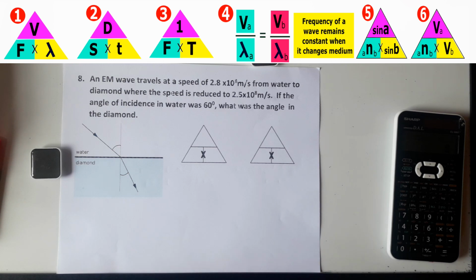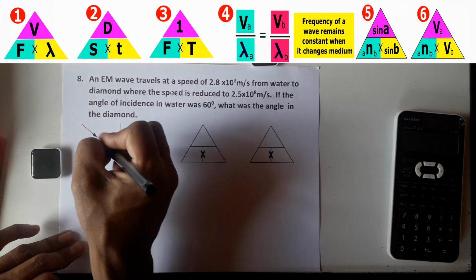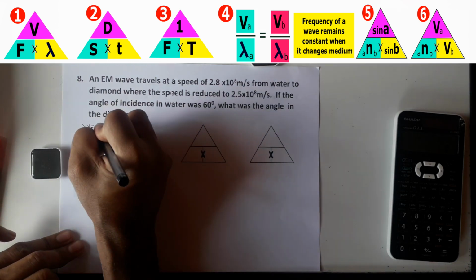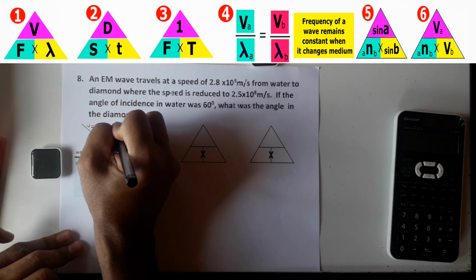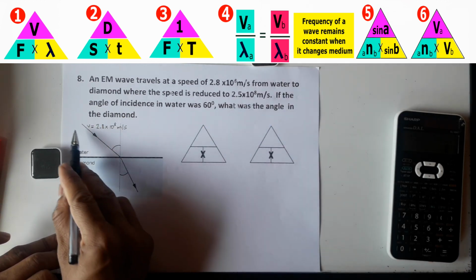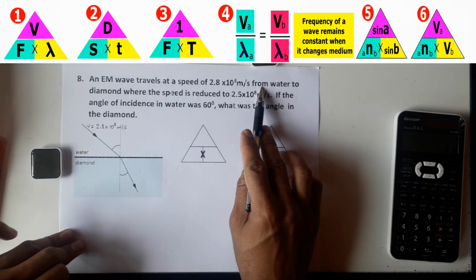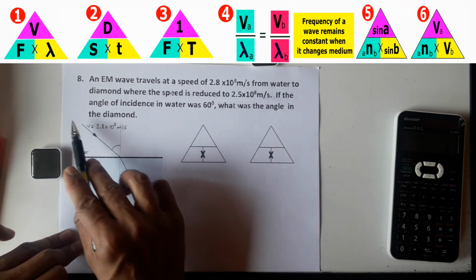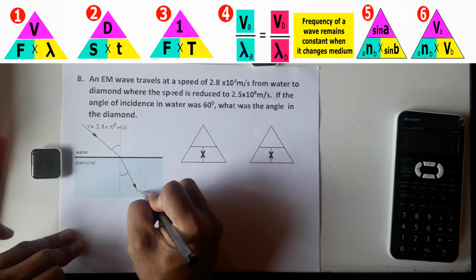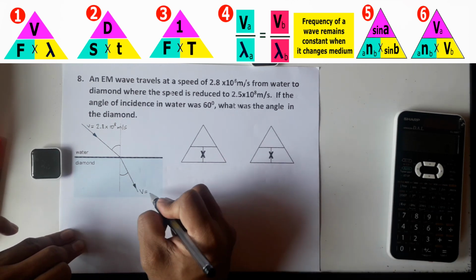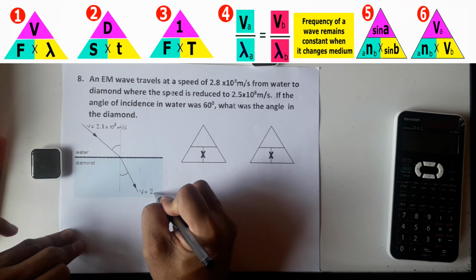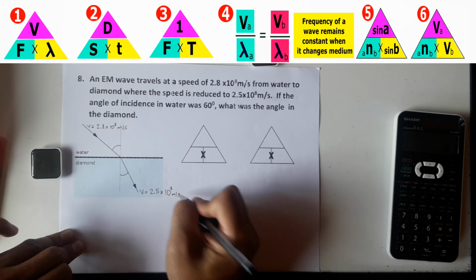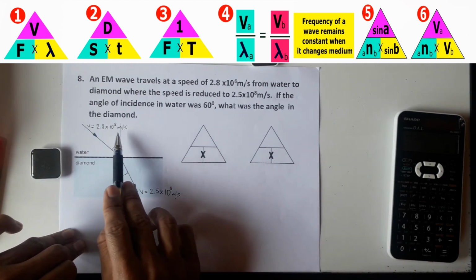So the speed of the wave, right, from water. So let's put in all the information first. So that means the velocity in the water is 2.8 multiplied by 10 to the power 8 meters per second. So we know the velocity in water. And it goes from water to diamond where the speed is reduced. You see, the speed has been reduced when it went into diamond. So the velocity of the EM wave in diamond is a little bit smaller. It's 2.5 multiplied by 10 to the power 8 meters per second. Right? And notice the units are correct.